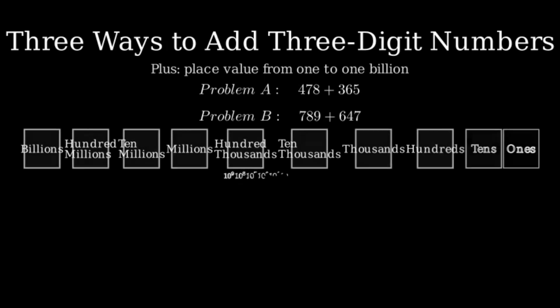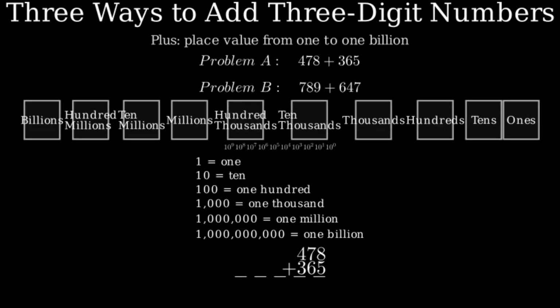Before we add, let's recall the place value table. From right to left, the columns are ones, tens, hundreds, thousands, 10,000s, 100,000s, millions, 10 millions, and so on up to 1 billion. I'll show a compact table with the main named columns up to billions.